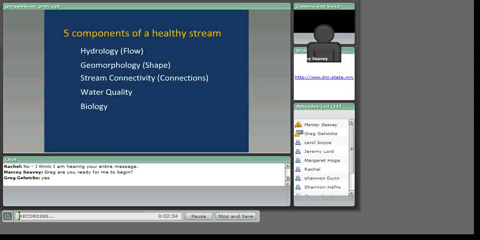These components are the hydrology or flow of the river, geomorphology or the shape of the river, the connectivity, which deals with connections between upstream and downstream areas, between the stream and its floodplain, and the stream and groundwater. And then water quality and biology.